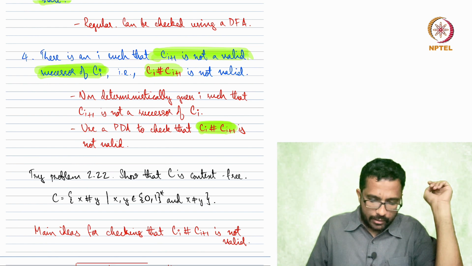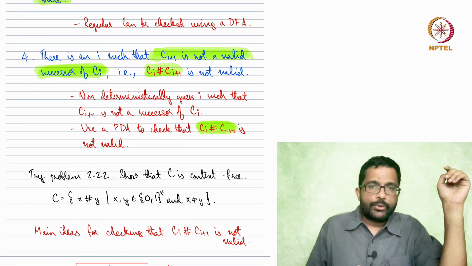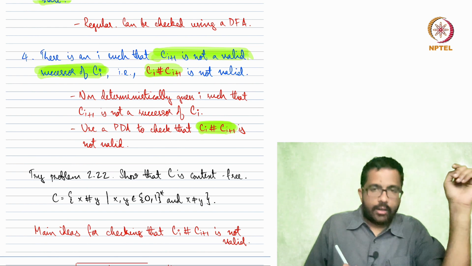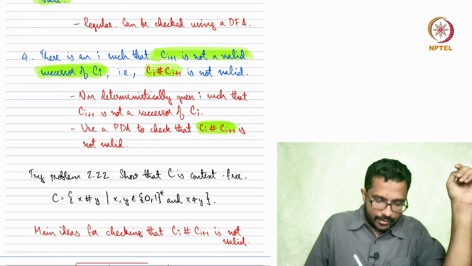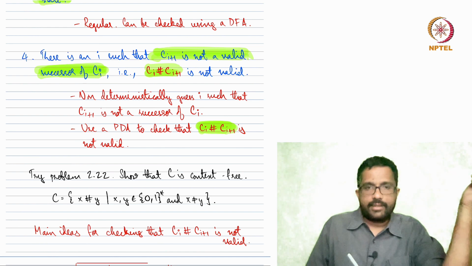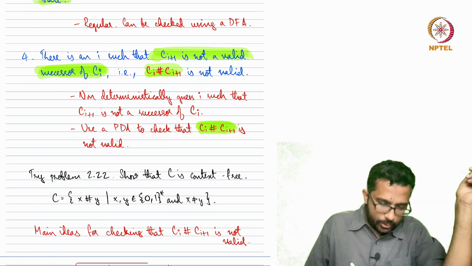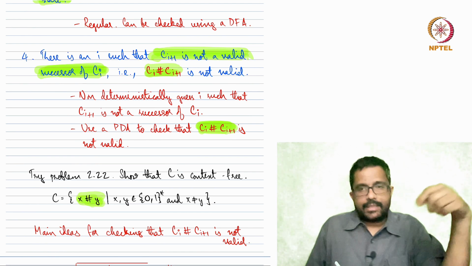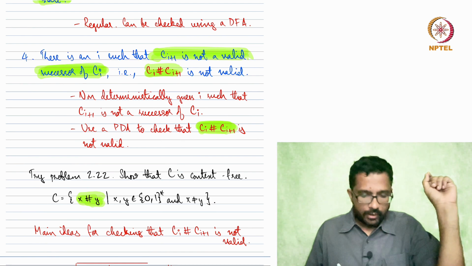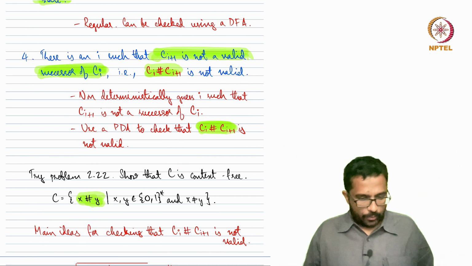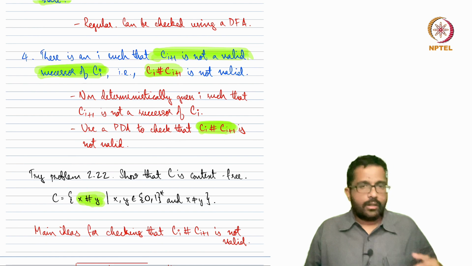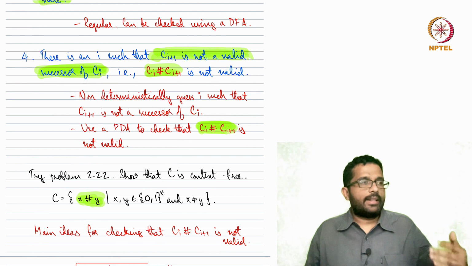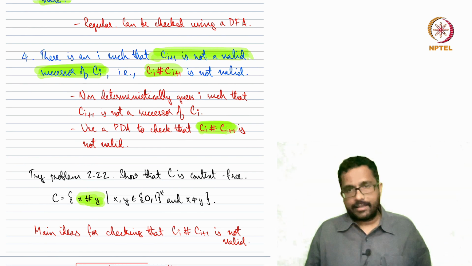One good exercise is problem 2.22 in the book. So I'm reproducing the problem here. It's a language called C, the set of all strings of the form x hash y, where x and y are from {0,1}, such that x is not equal to y. I'll tell you the idea for C. If x and y are not equal, you can guess that they may differ in the kth symbol.